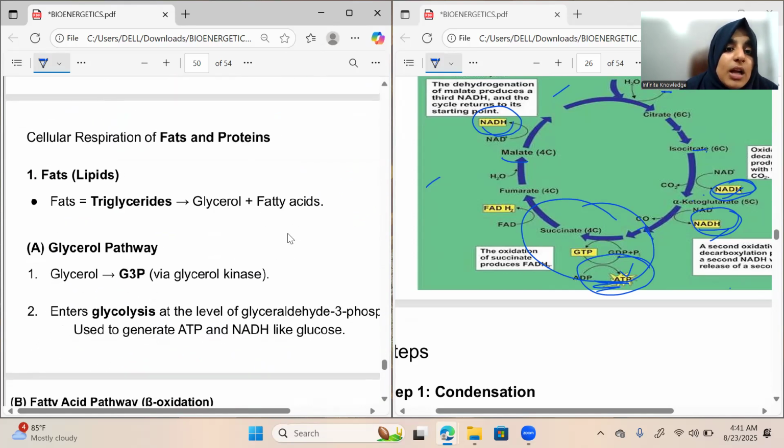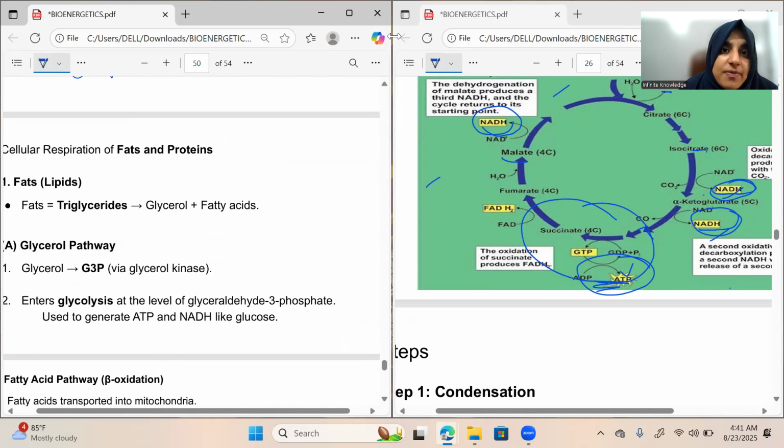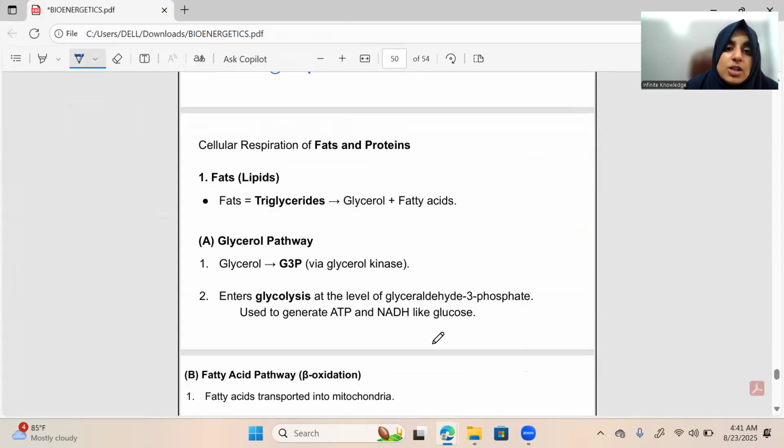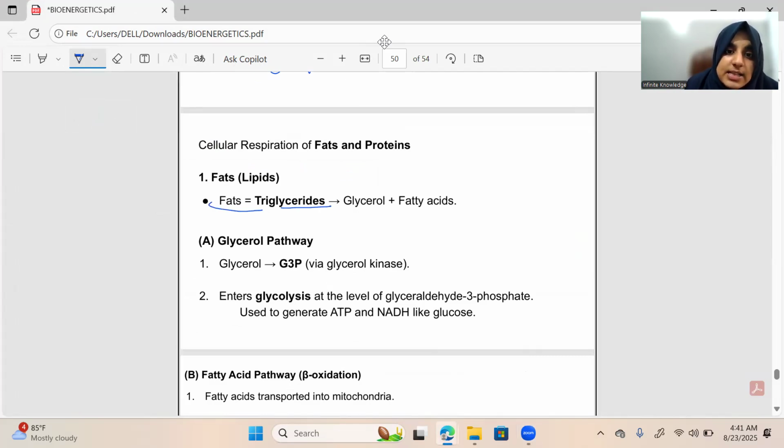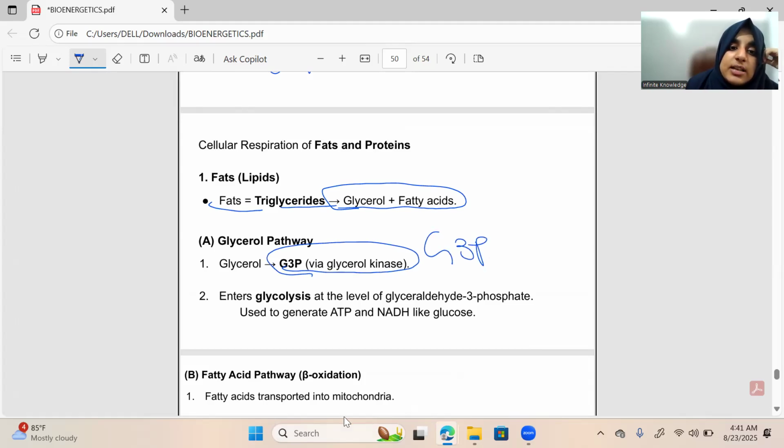Okay, now we move on to the cellular respiration of fats and proteins. What happens over here? We have got lipids. Fats, basically, are triglycerides, and these are made up of glycerol plus fatty acids. Now, what is the glycerol pathway? Glycerol converts into G3P via glycerol kinase. Now, this G3P is glyceraldehyde 3 phosphate, right? And it generates ATP and NADH like glucose.